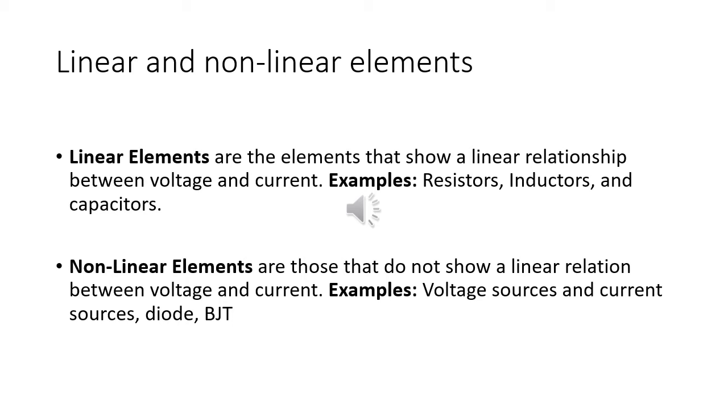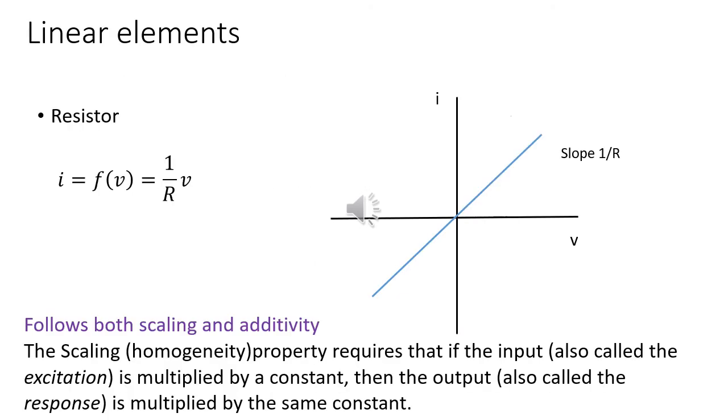We are quite familiar with the characteristics of a diode or BJT. If you look at the characteristics, they are not straight lines, they are not linear. So these elements you could call non-linear elements. Let us see some more details of linear elements. For example, the first element, the resistor.